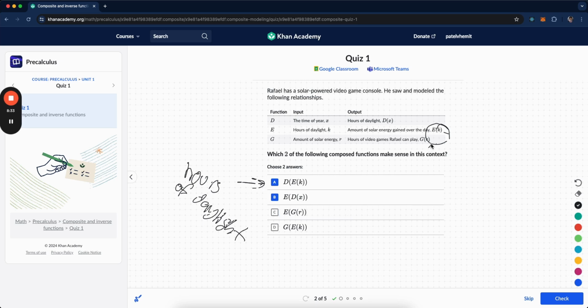But if you cross-reference it to over here, this part, you'll see that it doesn't make any sense. Because the output for function e of k is the amount of solar energy gained over the day. But the input that function d is taking is the time of year. So they both do not have the same input or output in this case.